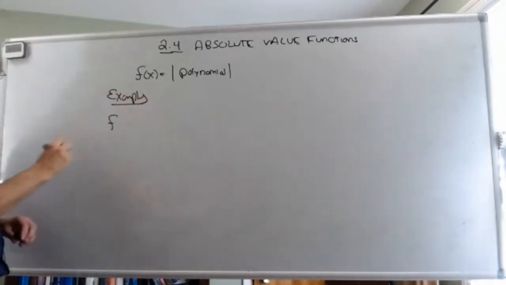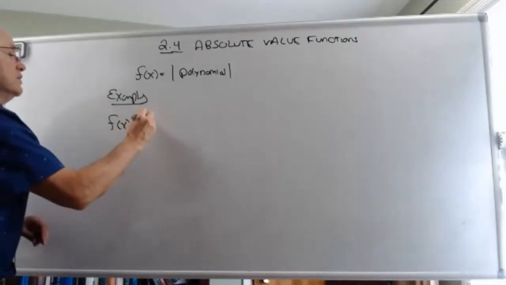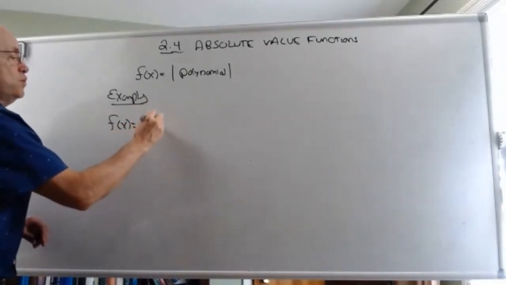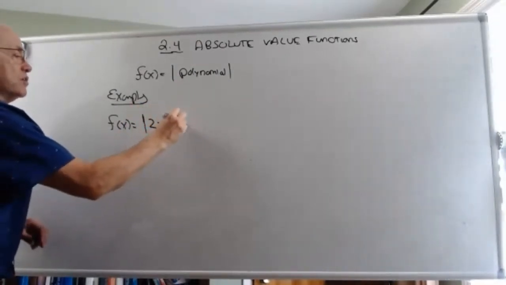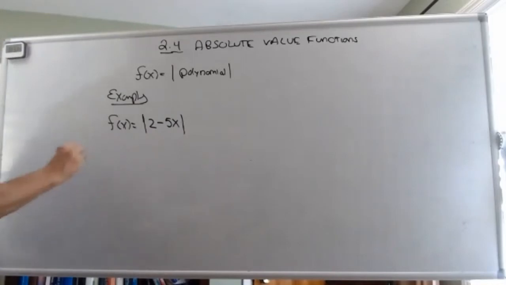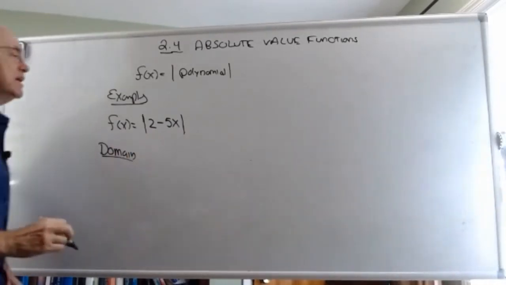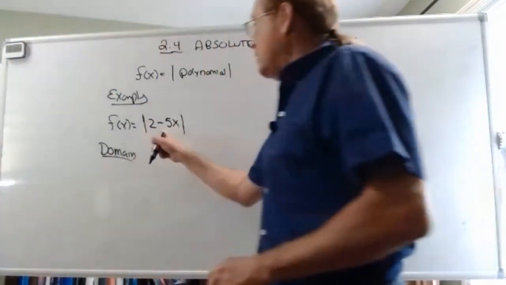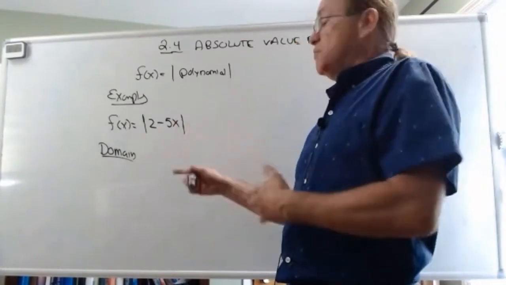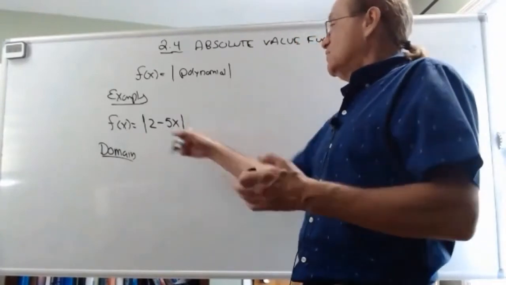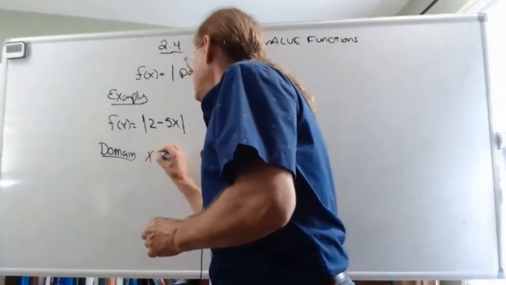Say, for example, I look at a linear polynomial. So f of x is the absolute value of 2 minus 5x. Okay, let's start to reason through this. What is the domain? Well, the first thing we should recognize is I can put any value of x into that. What comes out must always be positive. What goes in can be anything. So the domain of this is that x is any real number.